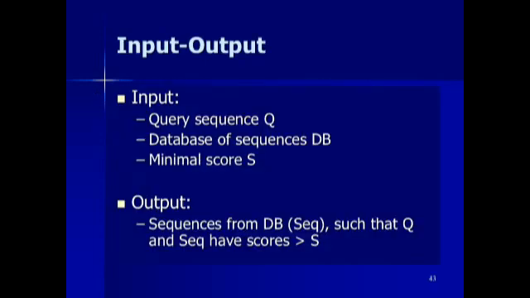Now input and output. Here you can see that the input query sequence is Q and the database sequences are DB, and we go for some minimal score known as S. The output would be the sequences from the database, such as Q, which have a sequence score higher than S. This is like, for example, I am taking your examination in class and declaring that those who score more than 40% pass the examination, and those who score less than 40% do not pass. Like that we are creating a threshold and selecting the sequences which have a score above the threshold value.